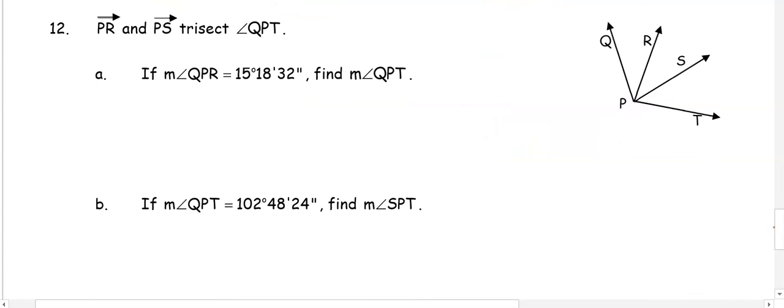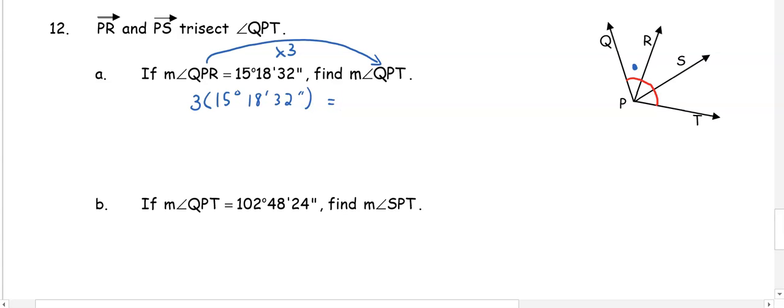In number 12, PR and PS trisect QPT. So all three of these angles are congruent. In part A, if PQR, where I put that blue dot, is 15 degrees, 18 minutes, and 32 seconds, find QPT. So QPT is the whole angle. So to get from QPR to QPT, we need to multiply by 3.